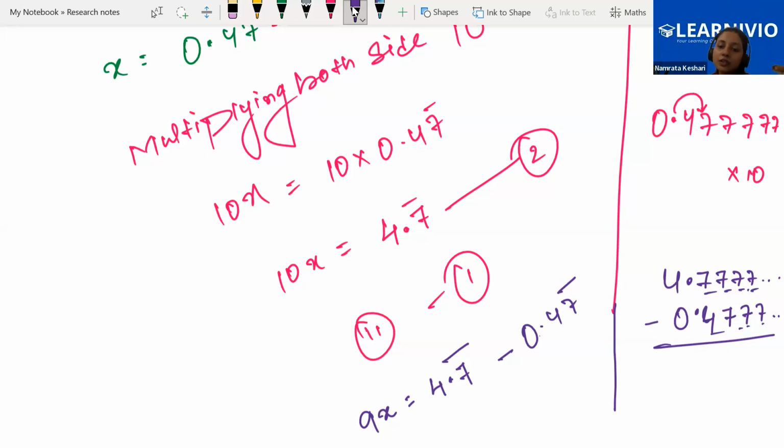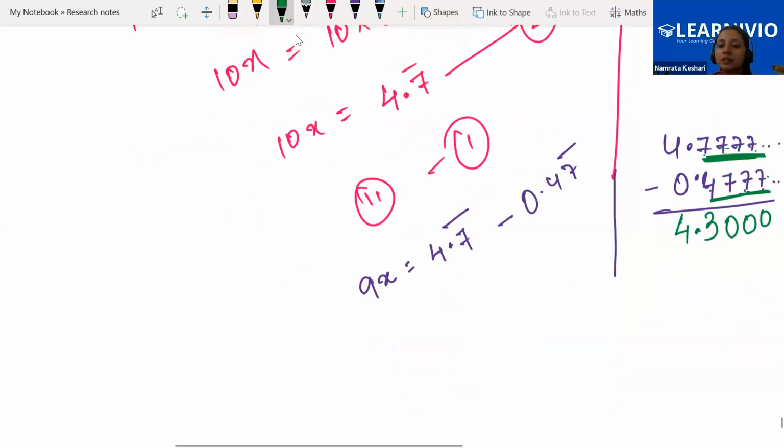Yes, ma'am. So at the time of subtraction we will elaborate like this, extending both. 4.7 bar means 4.7777, and 0.47 bar means 0.4 and then 777. We will try to keep the same number of digits after the decimal in both so that there is no confusion. Then 7 minus 7 is 0, 7 minus 7 is 0, 7 minus 7 is 0, and 7 minus 4 is 3, and 4 minus 0 is 4. So 4.3. We are getting here 4.3. Any confusion? No, ma'am. Any confusion? Ayan, are you getting it?